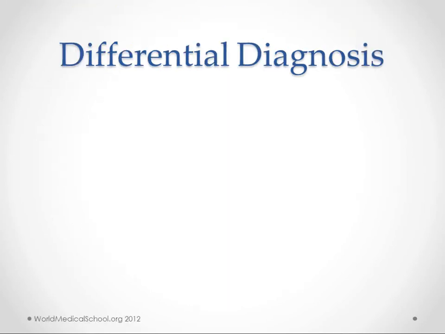The differential diagnosis, I left this slide blank because there's a pretty long list, and it depends on what symptoms we're talking about. If we're talking about the polydipsia, polyuria, then you can include diabetes insipidus, which is a malfunction of the pituitary gland or the ACTH pathway.